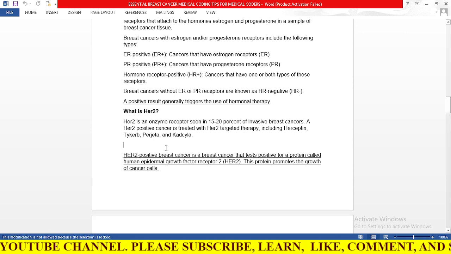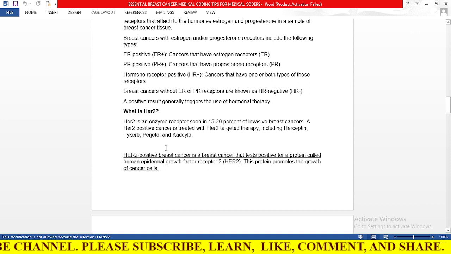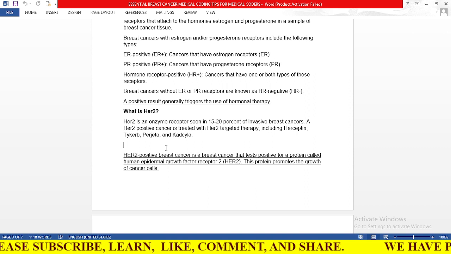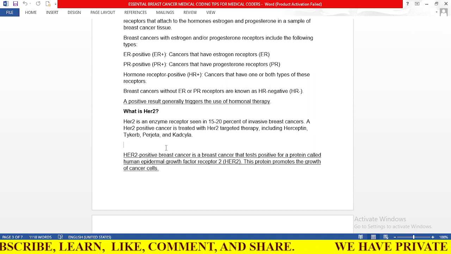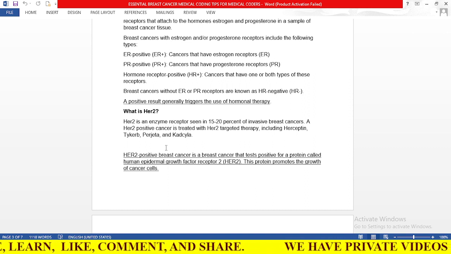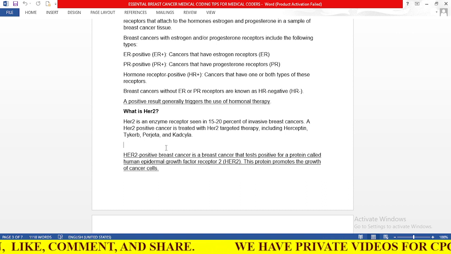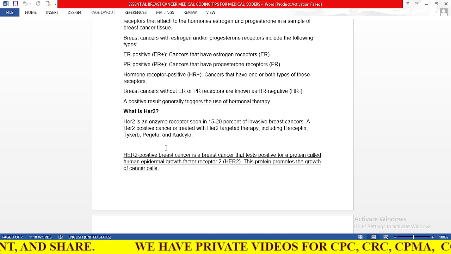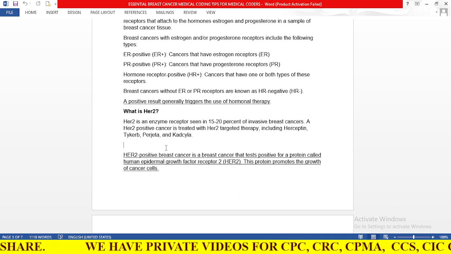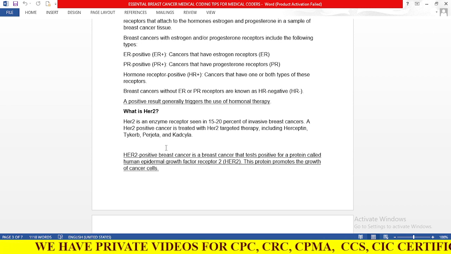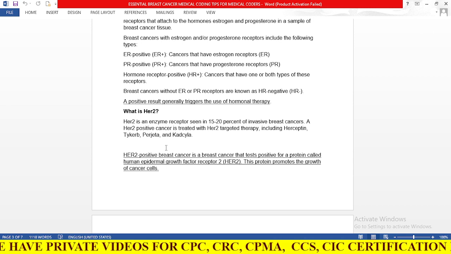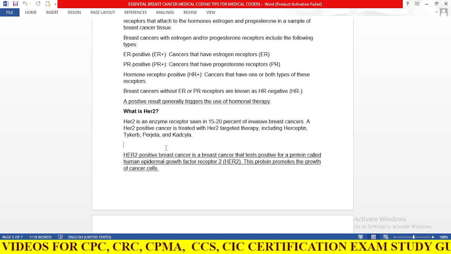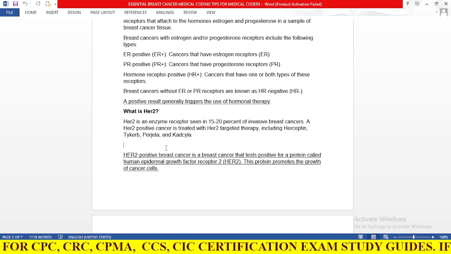Next, we will see what HER2 is. HER2 is a receptor seen in 15 to 20% of invasive breast cancers. HER2 positive cancer is treated with HER2 targeted therapy including Herceptin, Tykerb, Perjeta and Kadcyla. So basically HER2 positive means it is a cancer, and the physician needs to treat with drugs like Herceptin, Tykerb, Perjeta and Kadcyla.